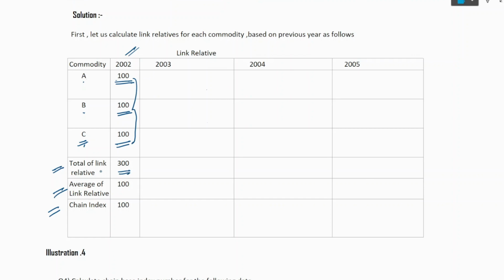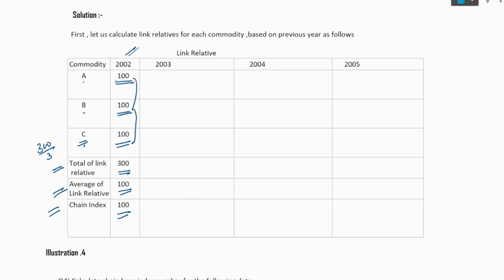Now what is the average? Average is 300 divided by 3, that is 100. And here the chain index is also 100, because we assume the chain index is 100 since we don't know the previous year chain index. Therefore, this column is always going to be the same. Suppose 4 commodities are there, that means one more 100, then 400, again 100 and 100. This is the way in the starting year you can fill it: 100 for link relative of A, B and C, total 300, average 100, and chain based index number also assumed 100.